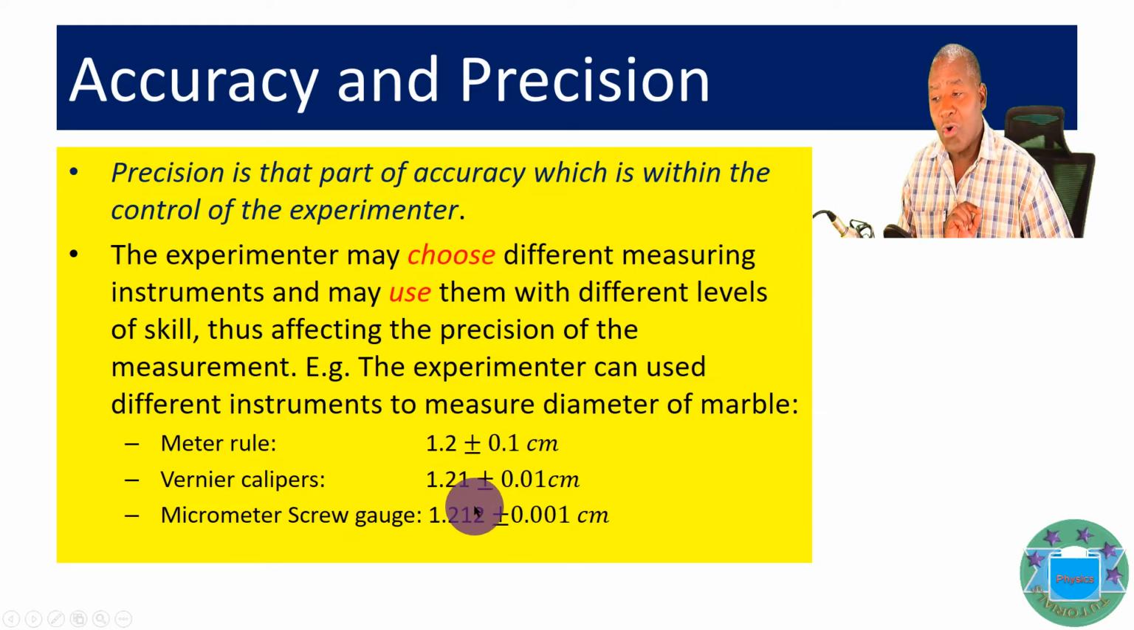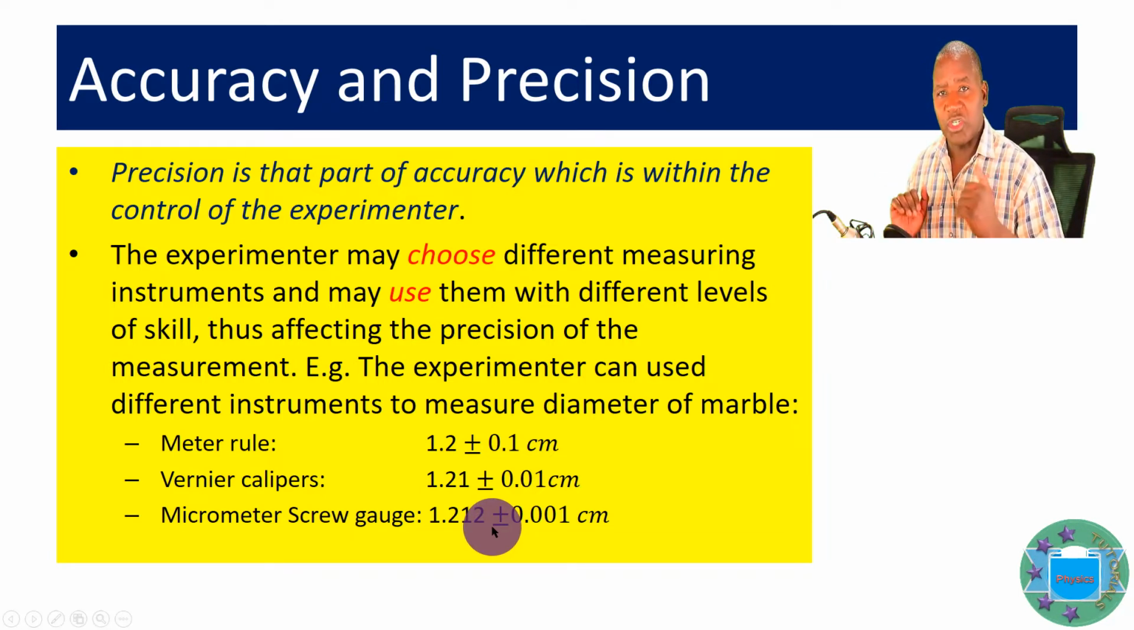The level of precision increases as we move from the meter rule, vernier calipers to the micrometer screw gauge. In fact, the number of significant figures in a given measurement indicates the level of precision, while how close that measurement is to the true value or to the actual magnitude of the physical quantity we are measuring indicates its accuracy.